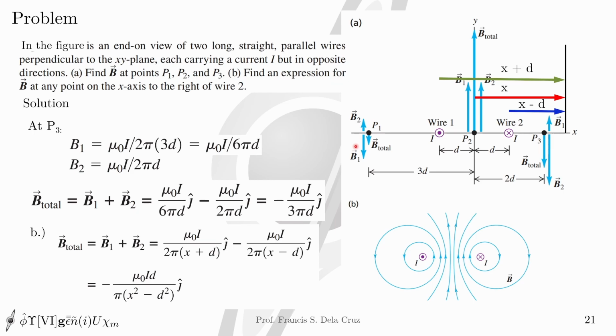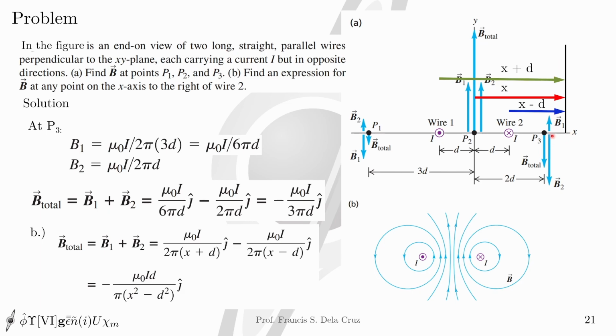The question is this: what is the expression for the magnetic field or magnetic flux density at any point on the x-axis? So it means that you are now not limited to just P3. Any points to the right of wire 2. So now we have this x variable here. We don't know the field at arbitrary points to the right of wire 2, so we need to know B1 and B2. Of course, for B1, the magnetic field due to wire 1, let's say this black line here is the x position.